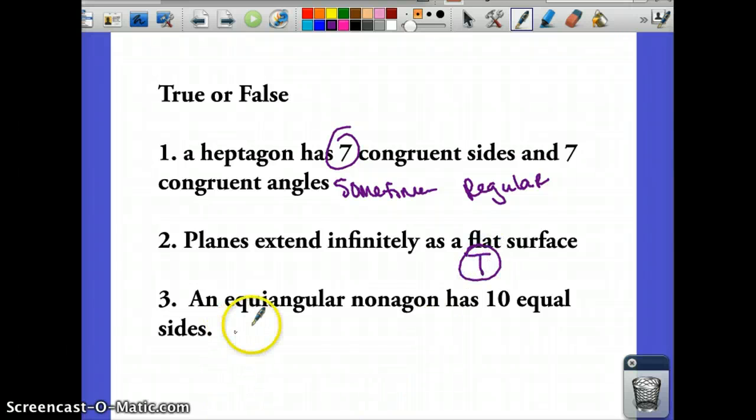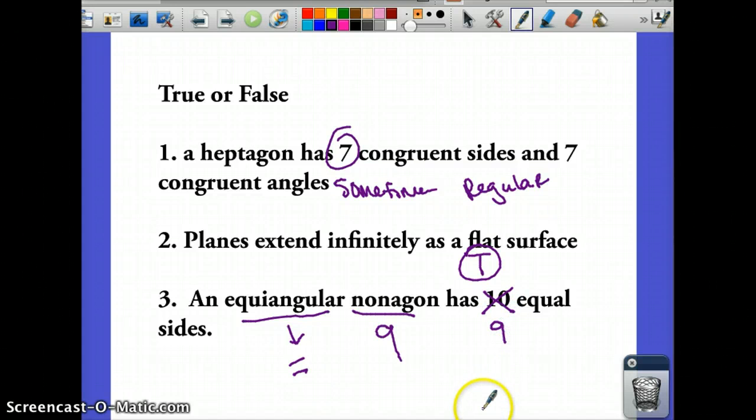And lastly, equiangular nonagon. Equiangular means all the angles are equal, and nonagon means 9 sides. So 10 is incorrect. It should have 9, and it should not be equal sides. It should be equal angles. Spelled that one wrong. So this one is angles, and 9 of them, not 10. So this one was false.